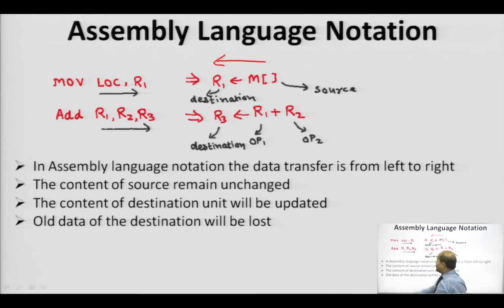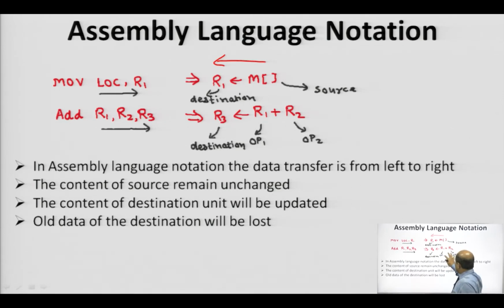In the next example, add R1, comma, R2, comma, R3. This can be interpreted as R3 equals R1 plus R2. As I said, in assembly language the direction is from left to right. However, in any general programming language, it can be interpreted as R3 equals R1 plus R2.